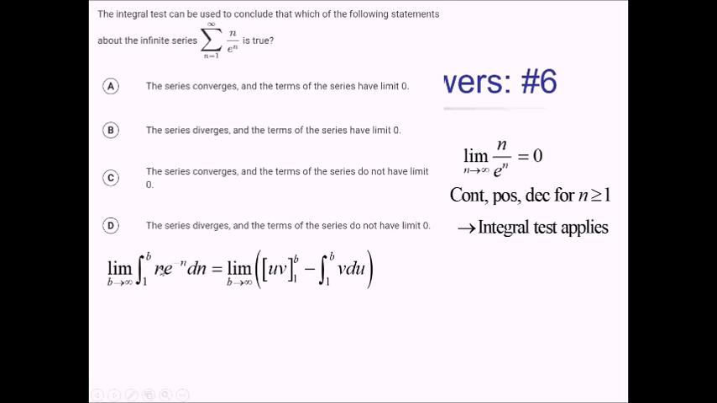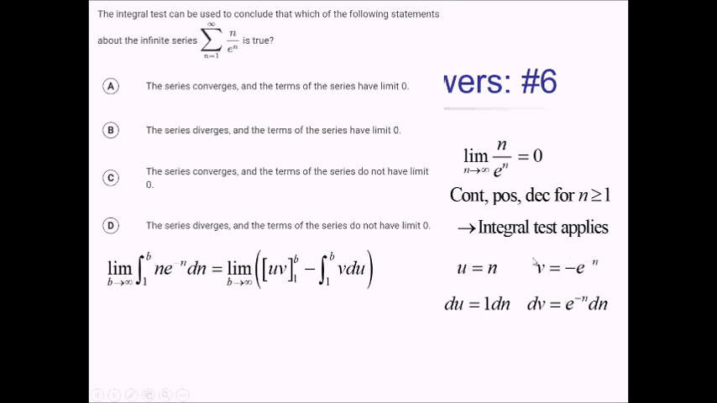For our u value, we want something that's easy to differentiate. For dv, we want something that's easy to integrate. So I'm going to go with the exponential for dv. So my u value, we'll let that be n. dv then, I'm going to have e to the negative n dn. du is going to just be 1 dn. And then for v, the antiderivative here, the reason I picked the exponential for dv is it doesn't get too much worse when I take the antiderivative. It's just going to be negative e to the negative n.